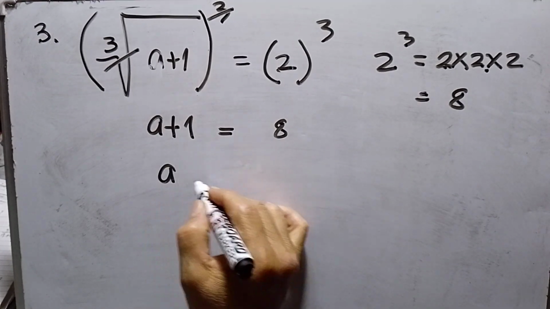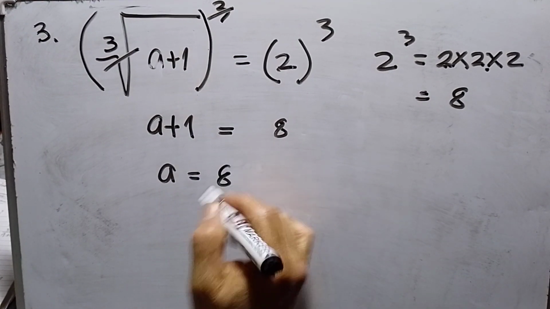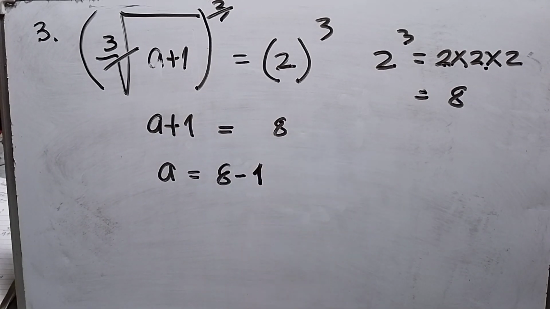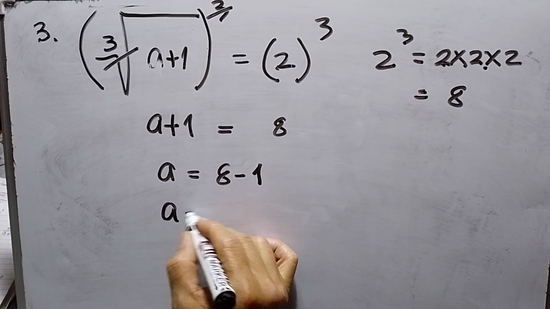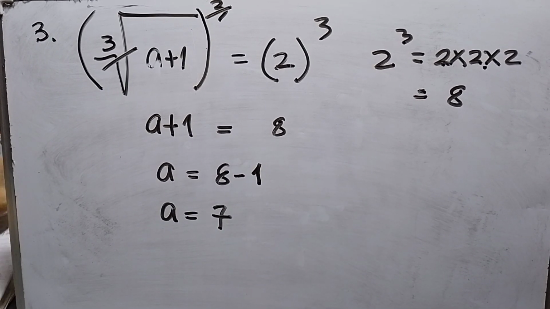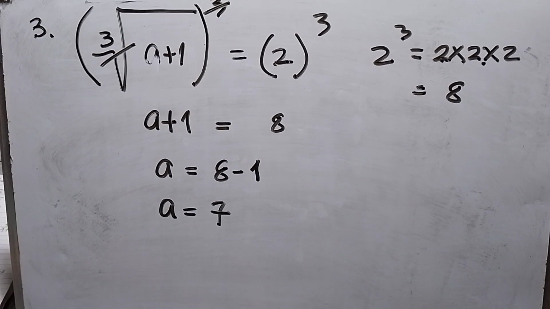And then solving for the value of a, so 8. I need to transpose positive 1 to the right. So this will become negative 1. So a is equal to 7. So the value of a in number 3 is 7.